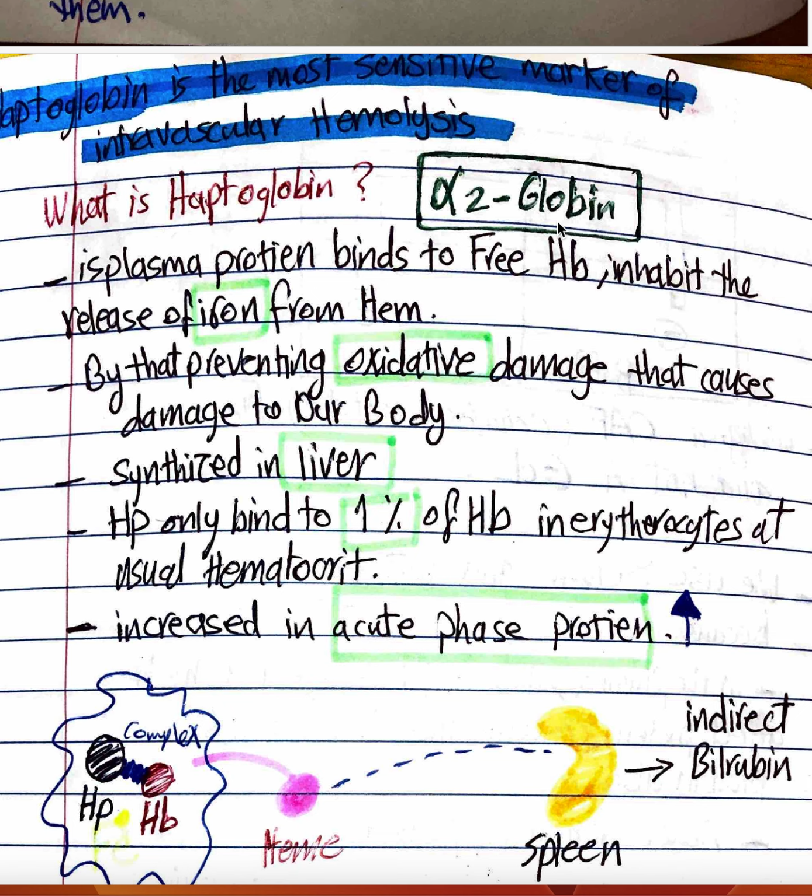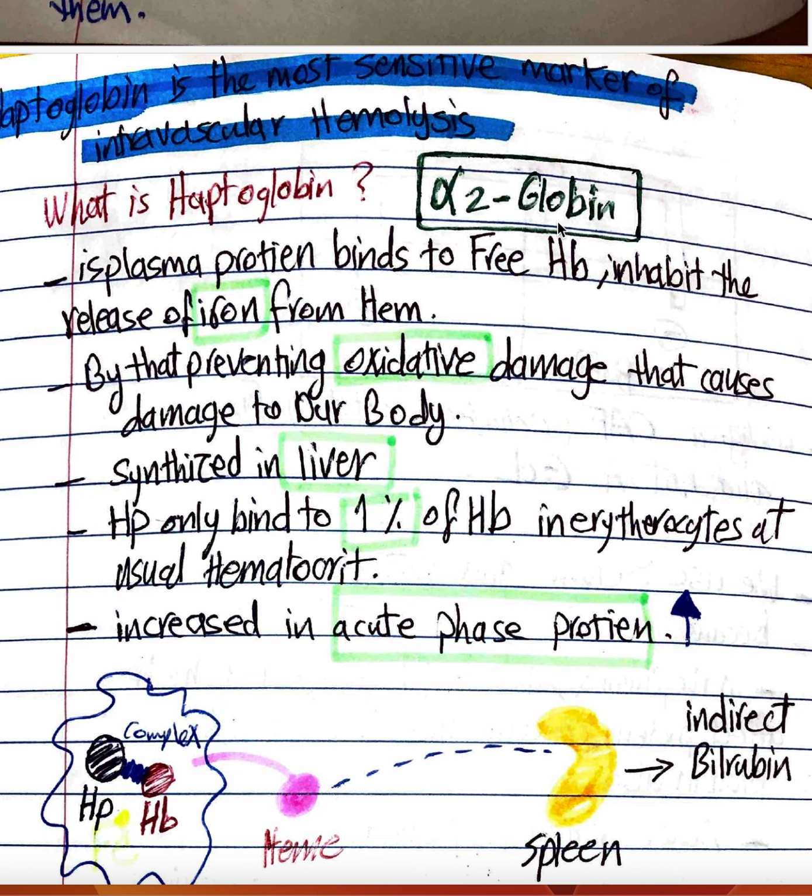It is a plasma protein that binds to the free hemoglobin and inhibits the release of iron from it. Haptoglobin doesn't bind to the RBCs, it binds to the free hemoglobin. Okay, why does it bind to the free hemoglobin? To prevent the release of the iron. Why? Because iron causes oxidative damage. So by that it prevents the oxidative damage that causes damage to our body.